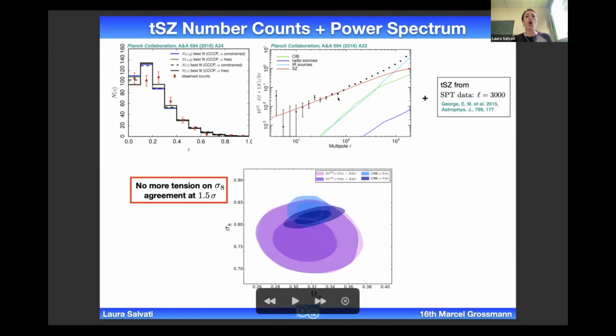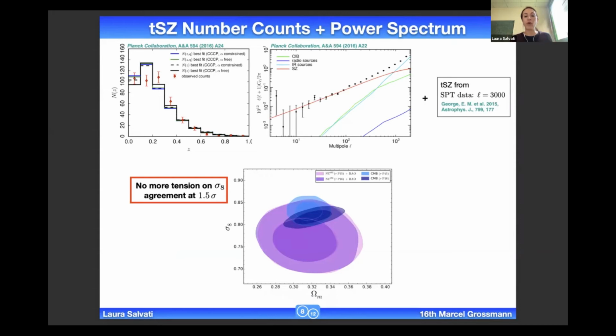And it is because also in building the model for the TSZ power spectrum, we have the same ingredients as the number counts. And in particular, we have the impact of the scaling relation. So ideally, combining the two probes, we should be able to break the degeneracies between cosmological and scaling relation parameters.